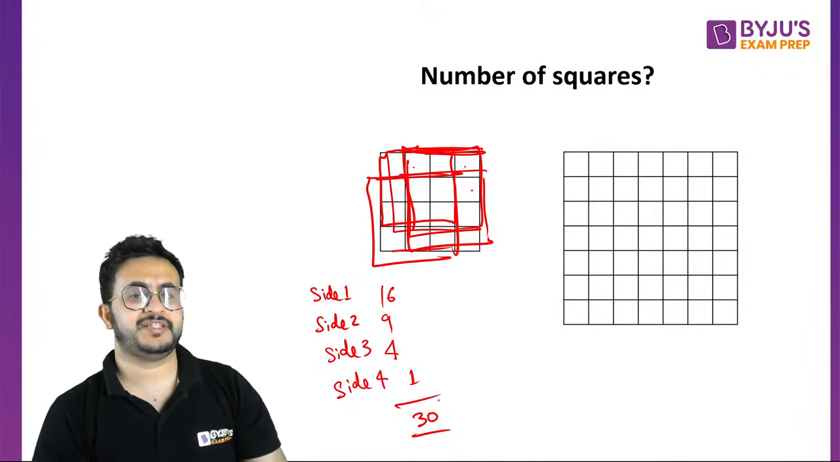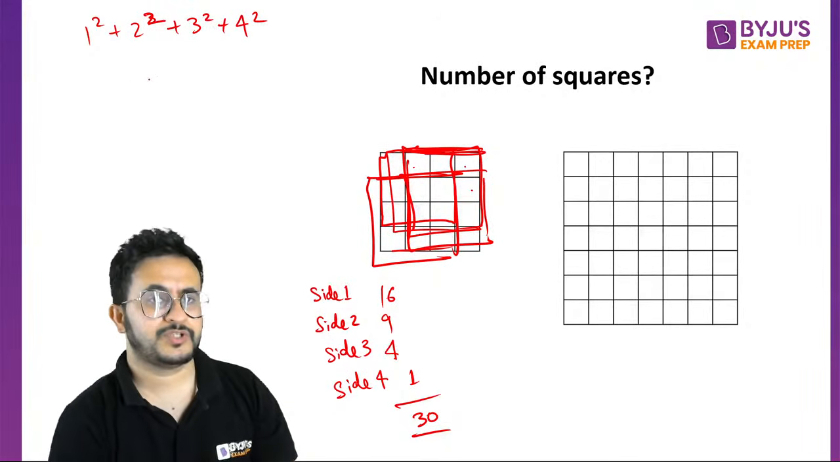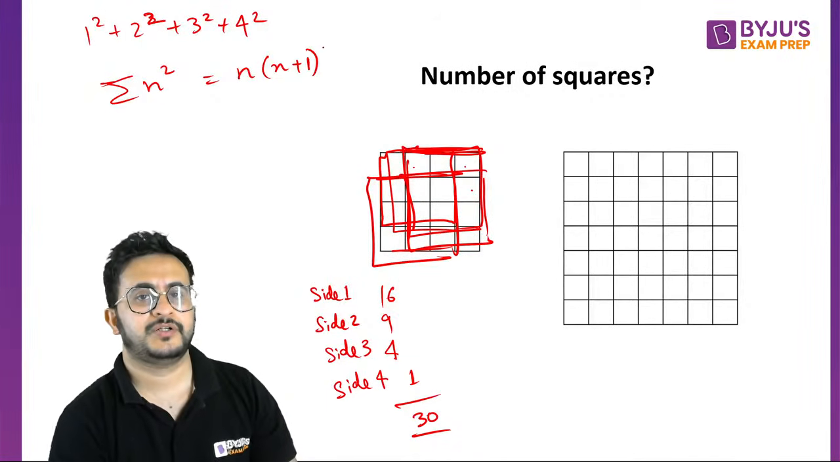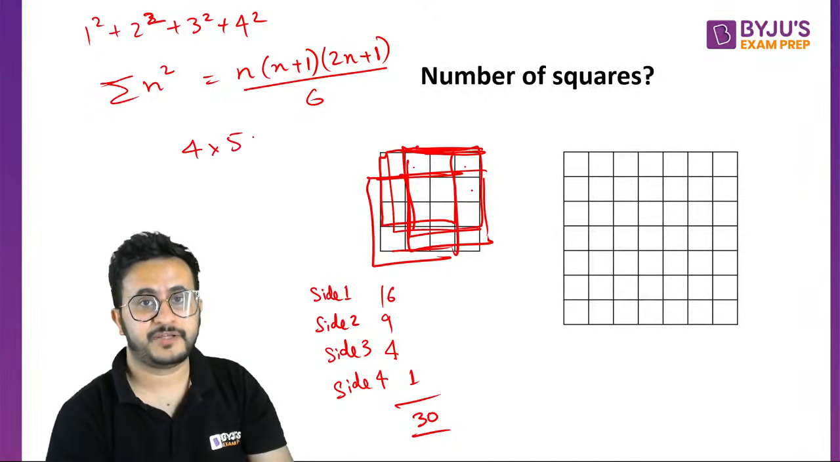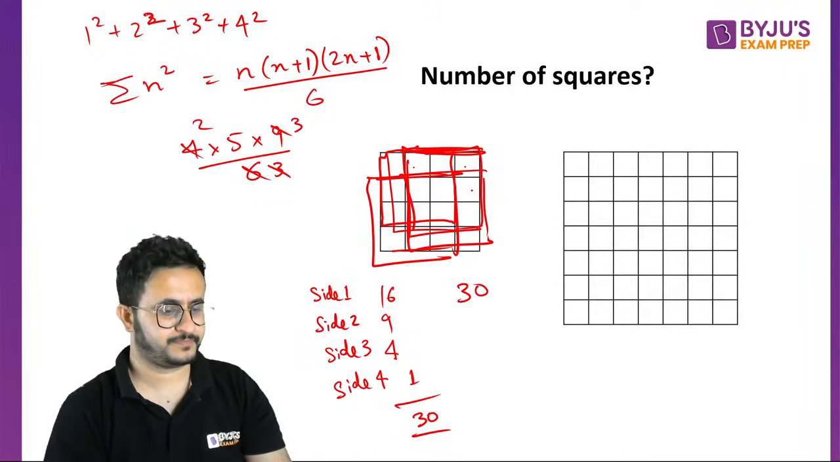Okay. So what do we see in the pattern? We see 1 square plus 2 square plus 3 square plus 4 square. Okay. The sum of squares of the first n natural numbers is given by n into n plus 1 into 2n plus 1 upon 6. So n is 4. So 4 into 5 into 9 by 6, that is 5 into 6, 30 squares.